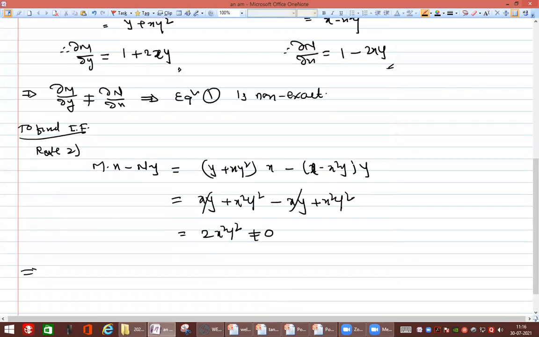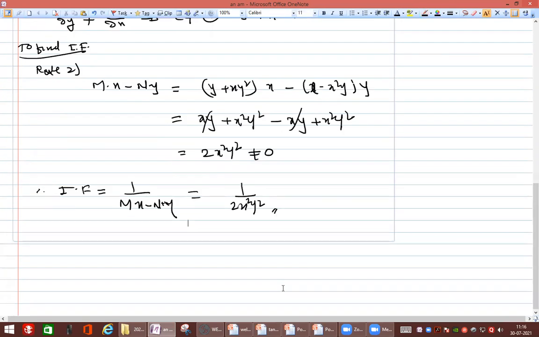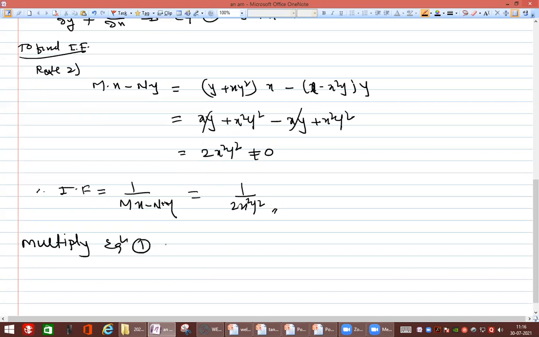So in this case, the integrating factor is equal to 1 upon Mx minus Ny. So therefore, 1 upon 2x squared y squared. We want to reduce a non-exact differential equation to an exact one. So therefore, multiply equation 1, which is non-exact, by the integrating factor. What is the integrating factor? 1 upon 2x squared y squared. It will become exact, we know.